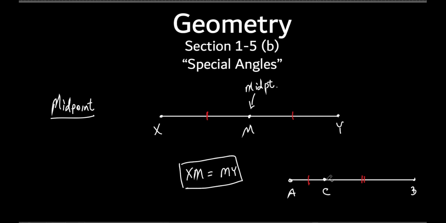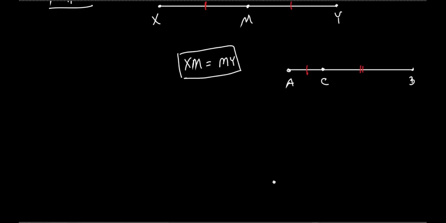So can C be the midpoint? No. Now, is it between A and B, though? Yeah, it is between A and B, but it's not the midpoint. So just because it's between two points does not mean it's the midpoint. Okay, enough of that. That should have been yesterday, but we just ran out of time.